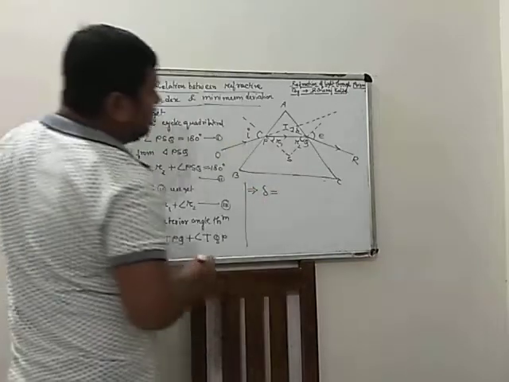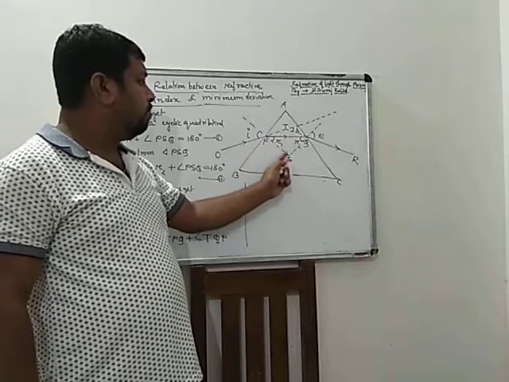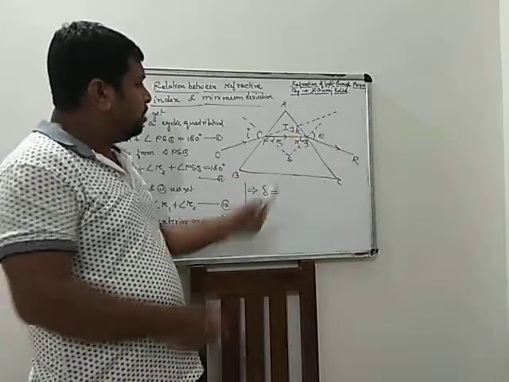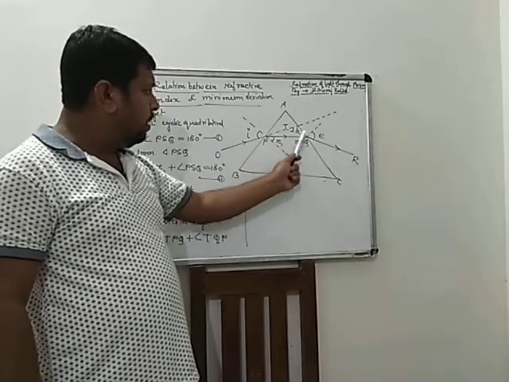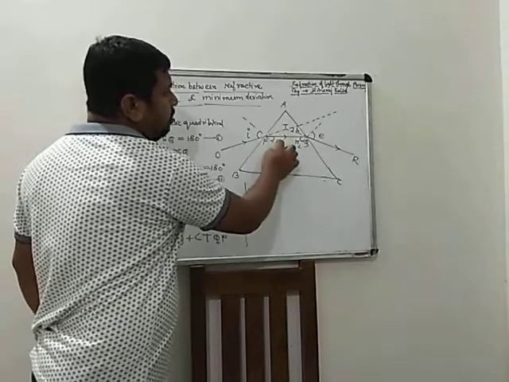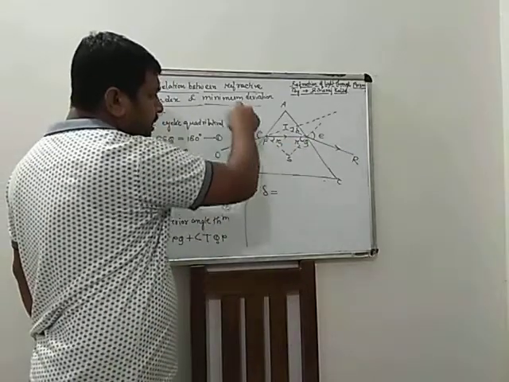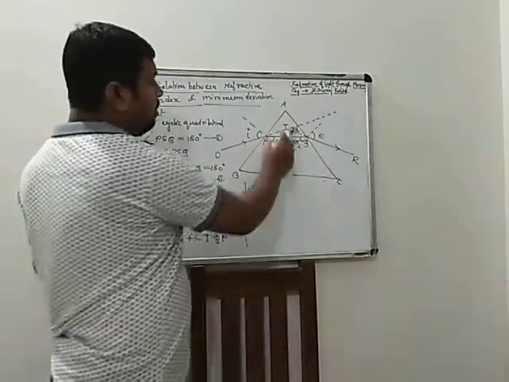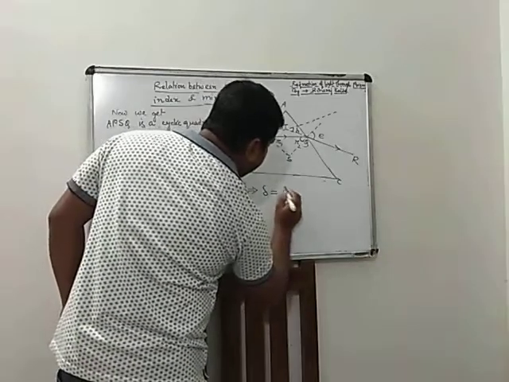So delta equal to, this TPQ equals TPS minus R1, and TQP equals TQS minus R2. If one angle is more, then minus the other, it becomes less. Here TPS equals I and TQS equals E. So delta equals I minus R1.